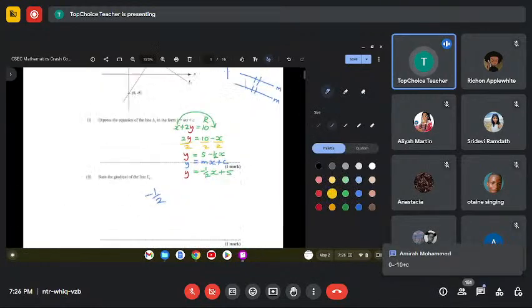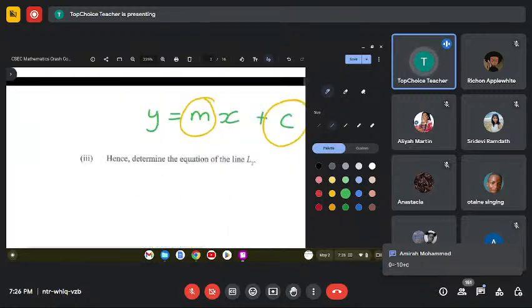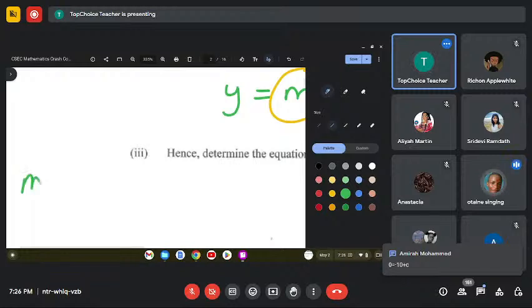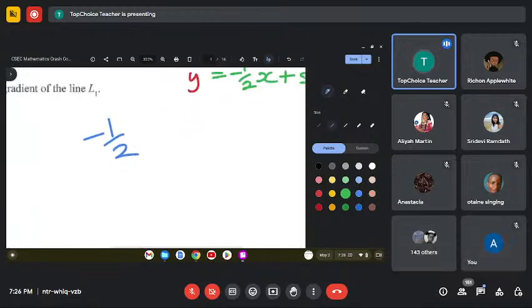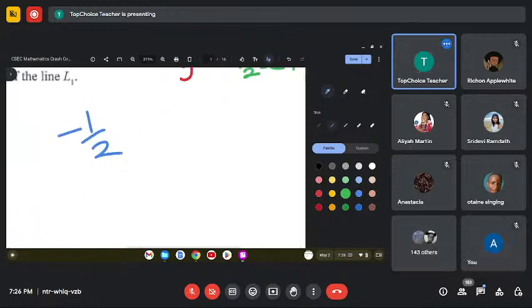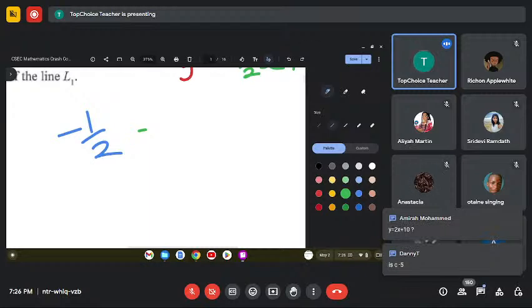So what we're going to do is write it here. The gradient is m. To find m for line 2, we need to find the negative reciprocal of line 1. So let's just do it right here. Negative reciprocal, I hope that's the term they use, but that's what I always call it, right? If other people looking have a different name, I apologize for that. It's basically what you're doing. Yes? Let's do it together. What would be the negative reciprocal of this?